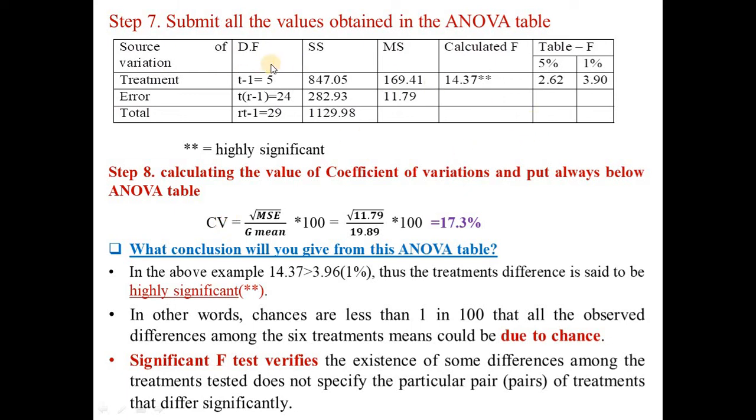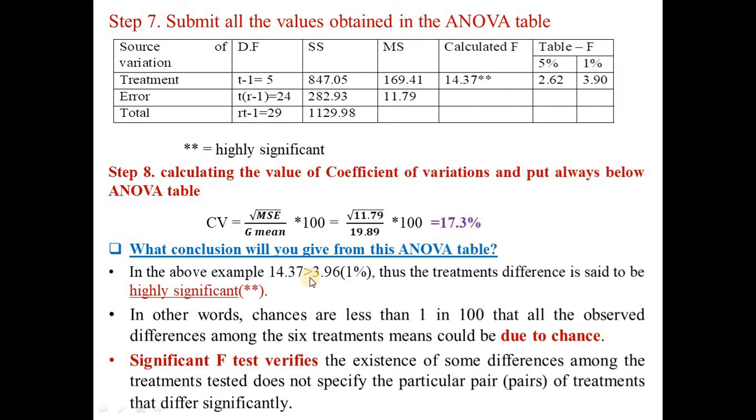After we have got all the values in the ANOVA, we have to calculate the coefficient of variation and always put it below the ANOVA table. The CV is calculated as the square root of the error mean square value, divided by the grand mean and multiplied by 100. If we calculate this, it gives us 17.3. So the CV value for this experiment was 17.3%.